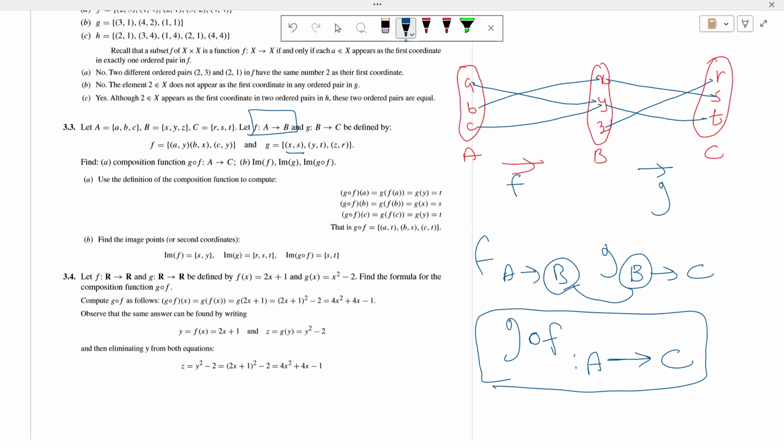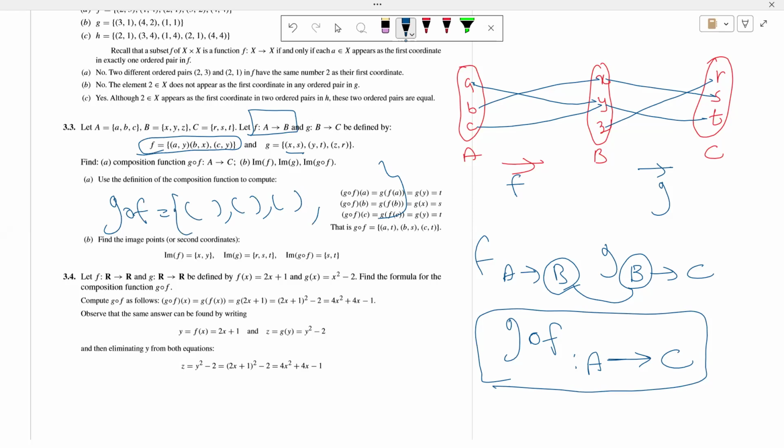So now we need to find out, similar to this one, for g of f, we need to find these pairs, right? This is a requirement. We don't know how many elements come for this. How can we find this one?